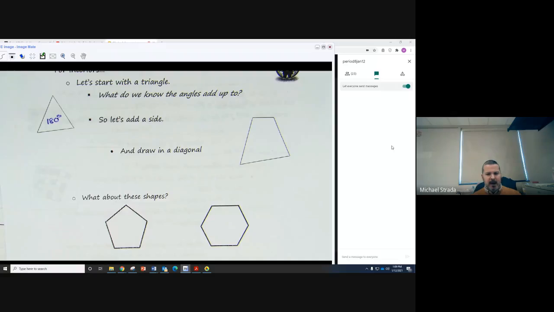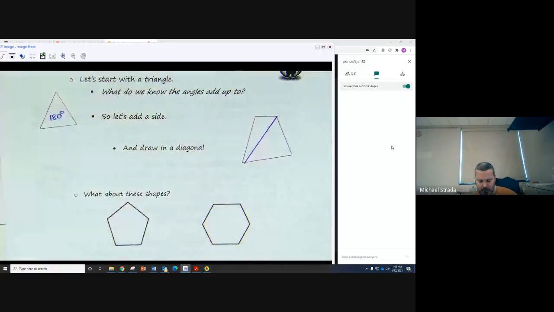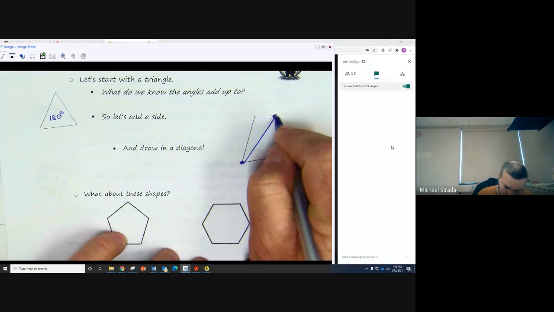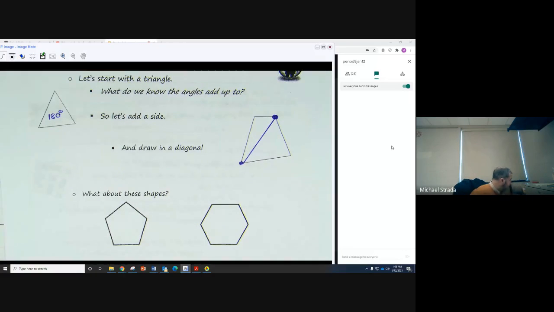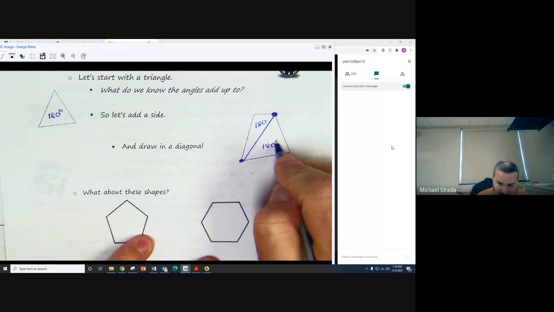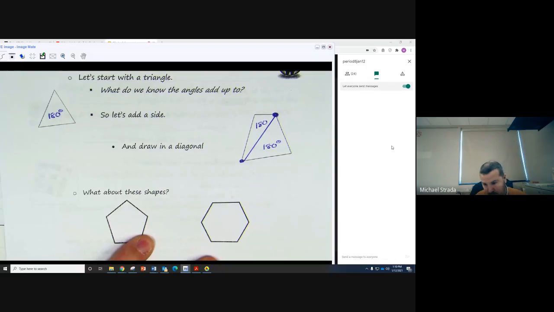Now we want to generalize it to all polygons. So we add a side, so now we have a four-sided figure known as a quadrilateral, and we draw on a diagonal. A diagonal is a line segment that goes from one vertex to another that isn't already a side. What that diagonal does is it divides it up into two different triangles, non-overlapping. That's important. We're not going to draw all the diagonals in. We're just going to draw them from one vertex.